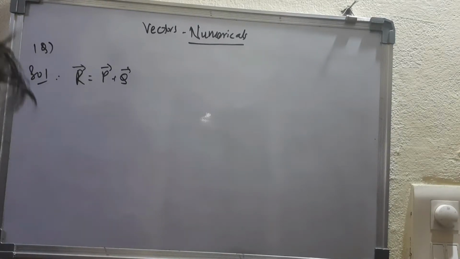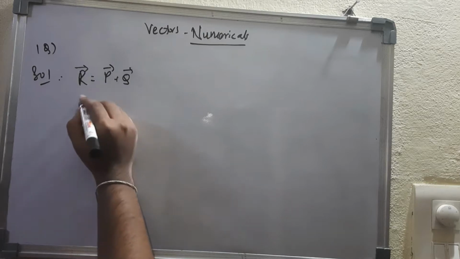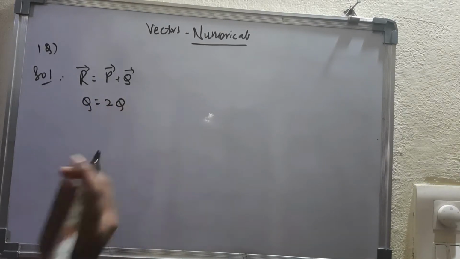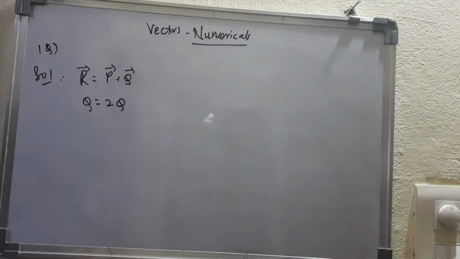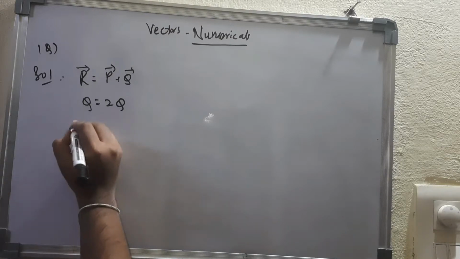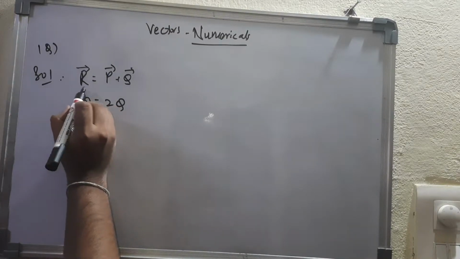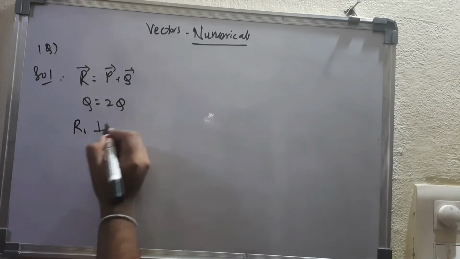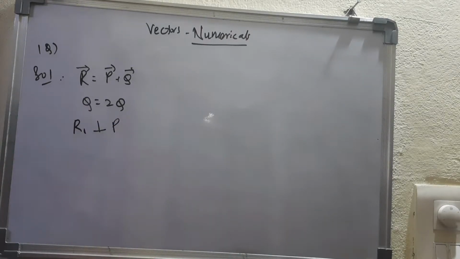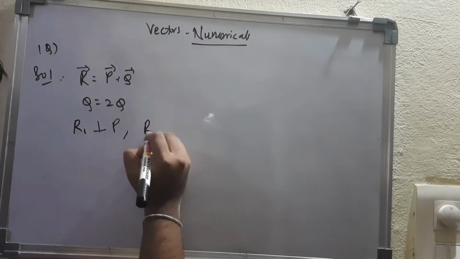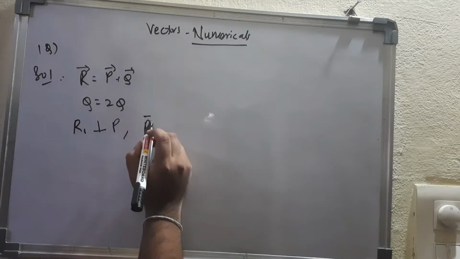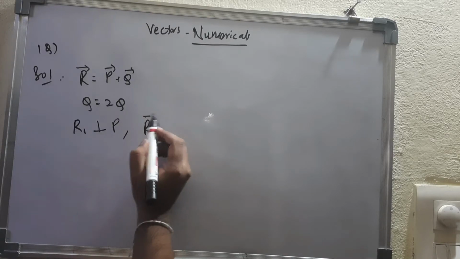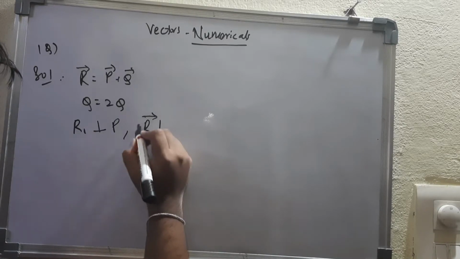Okay, if the magnitude of q is doubled, q becomes 2q. The new resultant becomes perpendicular to p. Let the first resultant be r and the second resultant be r1. So r1 becomes perpendicular to p. Then he is asking what is the magnitude of r. What is the magnitude of the resultant r?